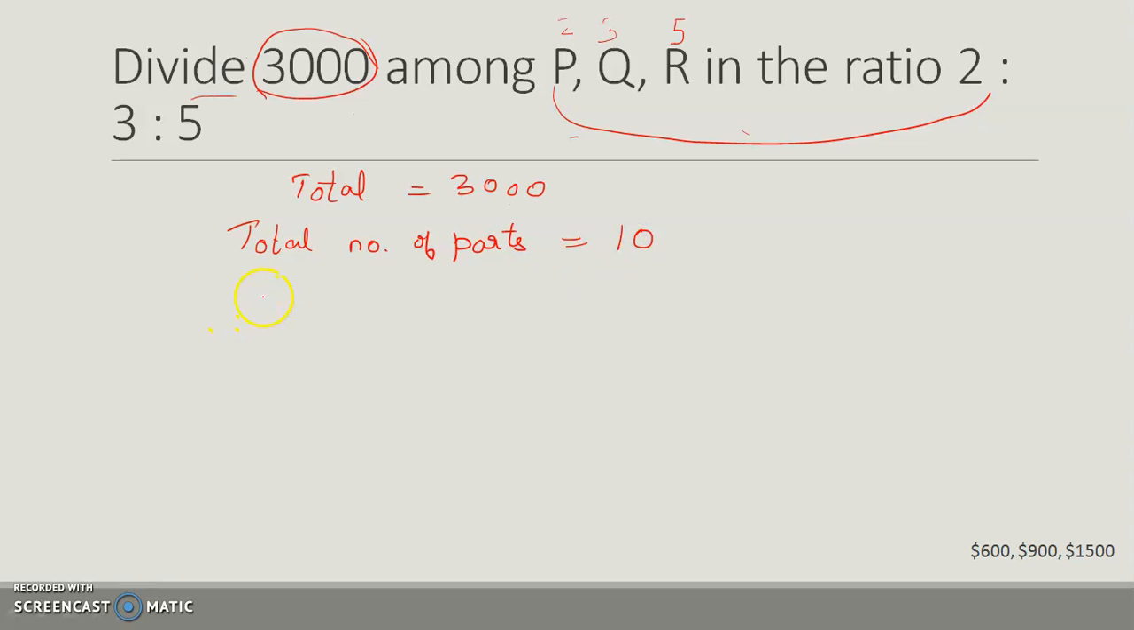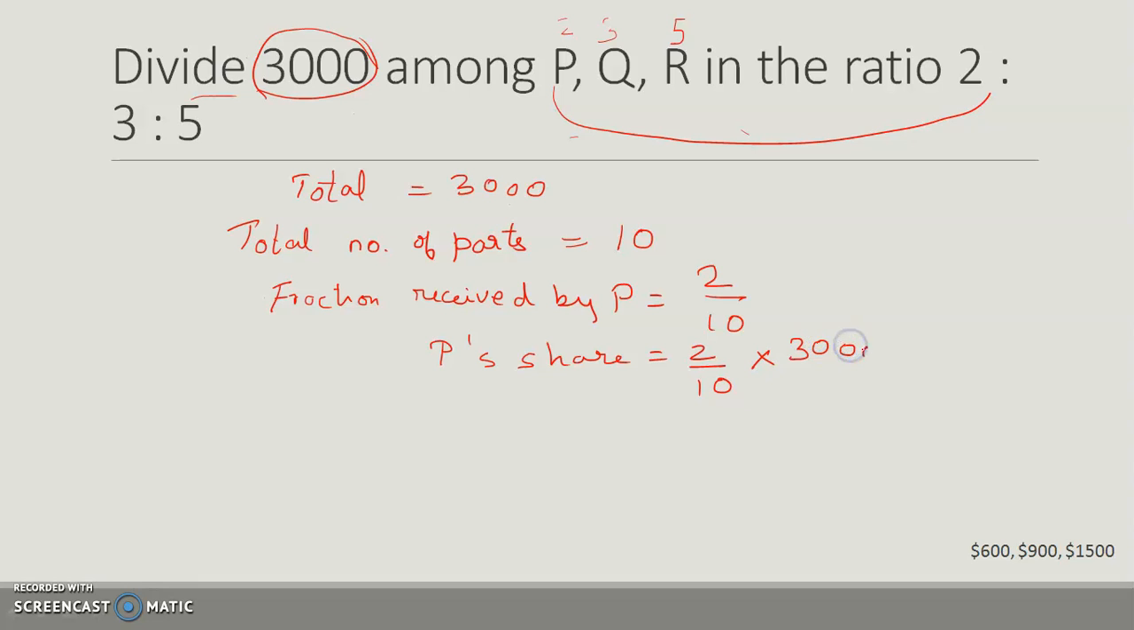Okay, so the fraction received by P. What is the fraction received by P? Yes, it is 2/10. Out of 10, 2 parts he is going to get. So P's share is 2/10 out of how much? 3000. First you have to find the fraction and multiply by the whole amount.